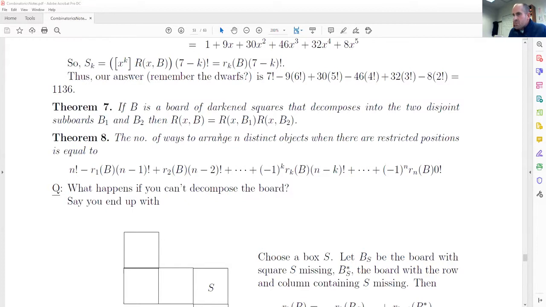And then we had this theorem that says the number of ways to arrange indistinct objects when there are restricted positions is equal to n factorial minus, okay, where B here is representing the restricted positions themselves, the subboard of the checkerboard, okay? So you have to subtract off the number of ways to place one rook on the board times n minus 1 factorial, and you have to add back in the number of ways to place 2 rooks on the board times n minus 2 factorial, etc. Okay? And this formula, if you'll recall, came from the principle of inclusion-exclusion.